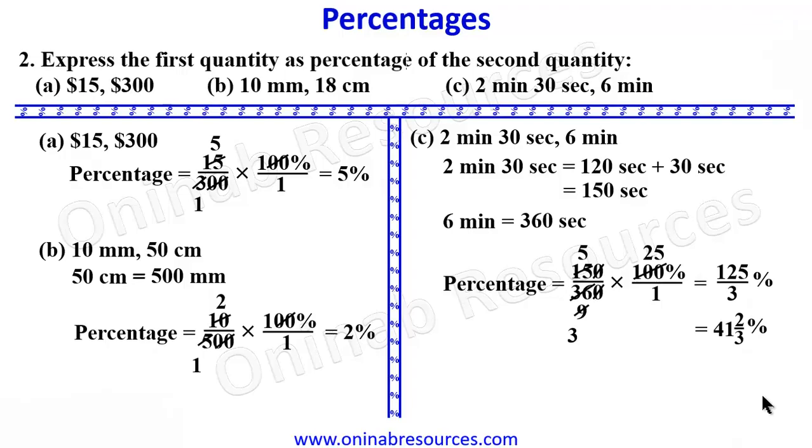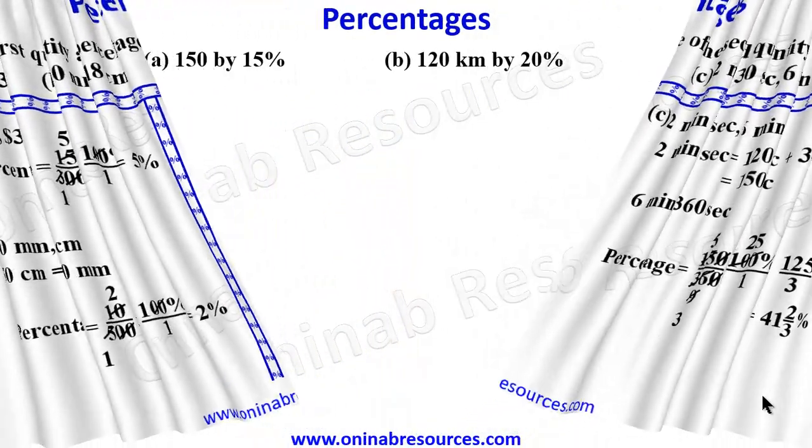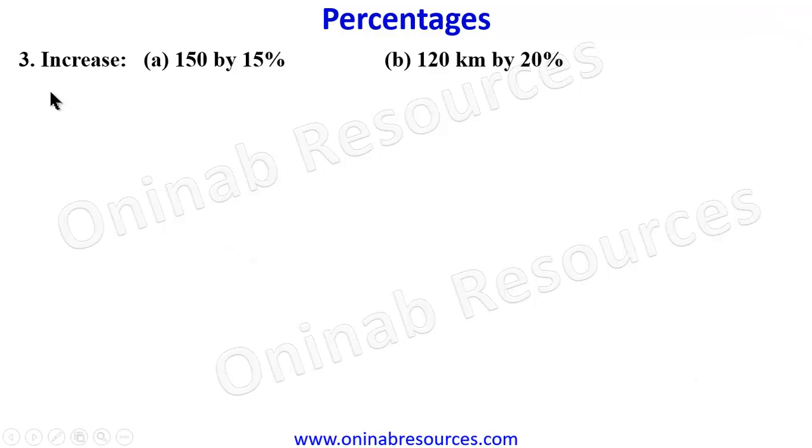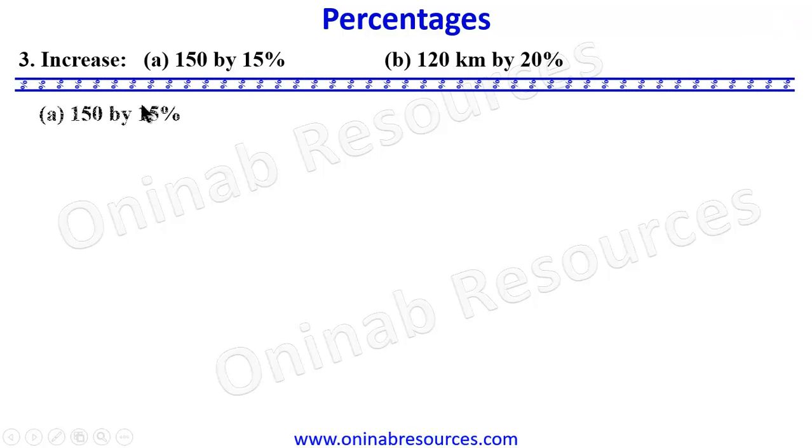We then go to problem 3. So for problem 3, it is increasing by certain percentage. So we start with A. We are to increase 150 by 15%. So what we do here is to calculate 15% of 150, and we add our result to 150 to give us the new value after increasing by 15%.